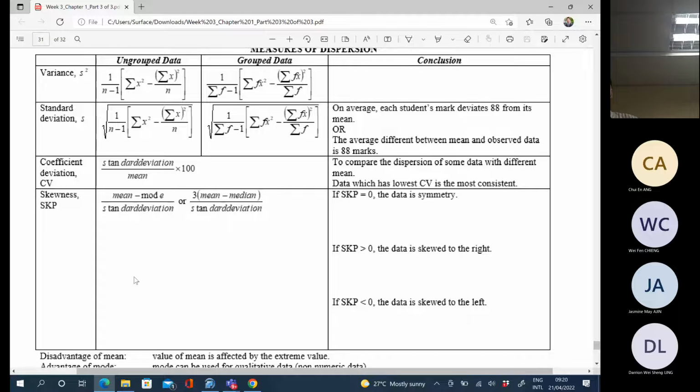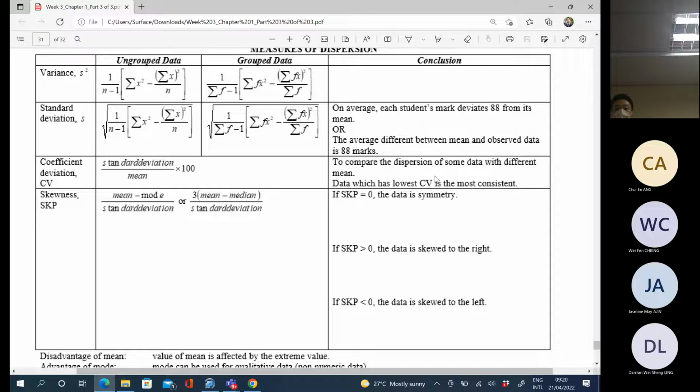For CV, the higher the CV, the more disparate the data distribution. Disparate means more varied. The opposite of dispersion means consistent or stable. All right, so these are the measurements that we already studied during the lecture on Monday.